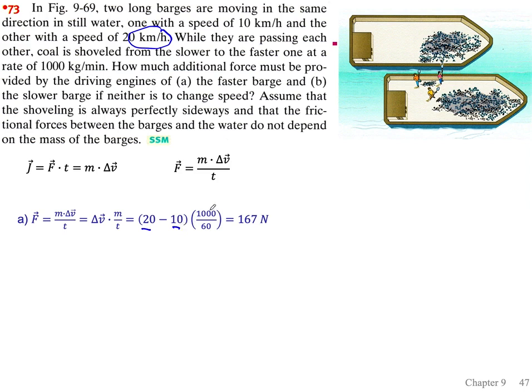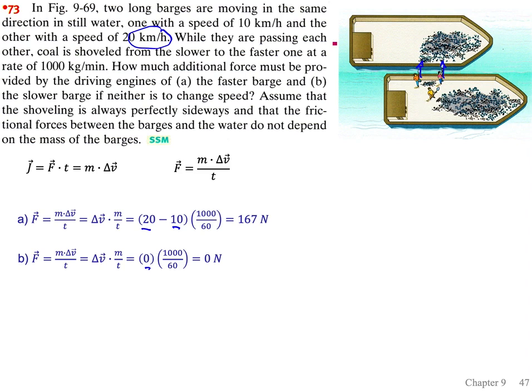But the mass per unit time, it's 1,000 kilograms per minute, so 1,000 over 60. And if you convert these into meters per second, you'll get the force on the faster barge, or the force it needs to actually push. What's B? Here's the interesting part. These guys are just throwing the coal sideways off of this barge here. It's actually not changing speed at all in this direction, left or right. So its delta v is 0, and the force this barge needs to exert is actually 0.